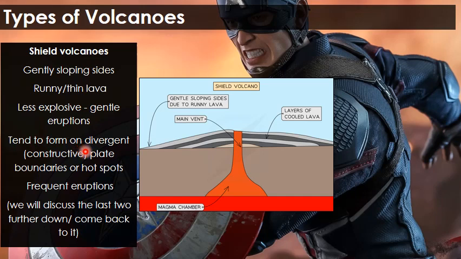They tend to form on divergent or constructive plate boundaries or hotspots, right? So divergent or constructive plate boundaries are where tectonic plates are moving away from each other. Or they can also form on what are called hotspots. And then the eruptions are frequent. So we'll discuss these last two points in our other videos. Feel free to check the other videos, and I'm sure it would do you a lot of good.